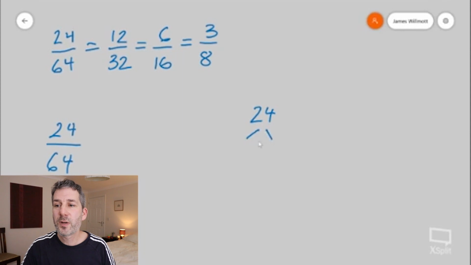So the factors of 24, numbers that multiply together to make 24. Well, I can do 1 times 24. I can do 2 times 12. Can I do 3 times something? Yes, I can. I can do 3 times 8.